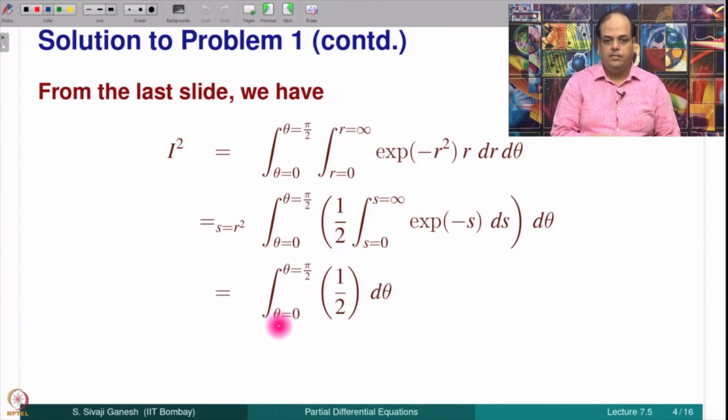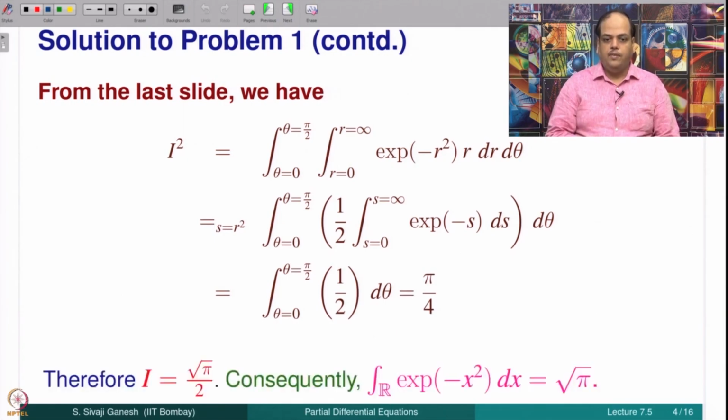So the integral with respect to theta from 0 to pi by 2 of 1 by 2 is pi by 4. So I square is pi by 4, therefore I is root pi by 2. Therefore this integral, which is 2 times I, is root pi.